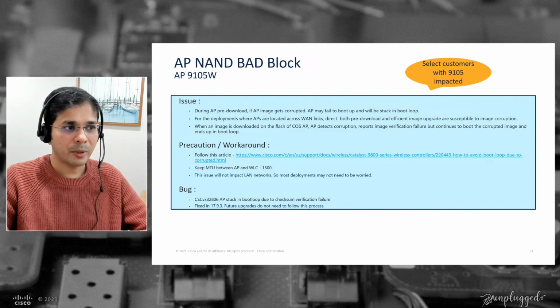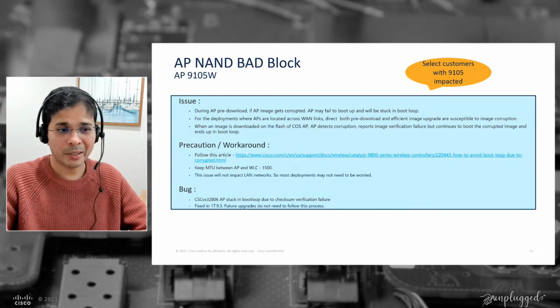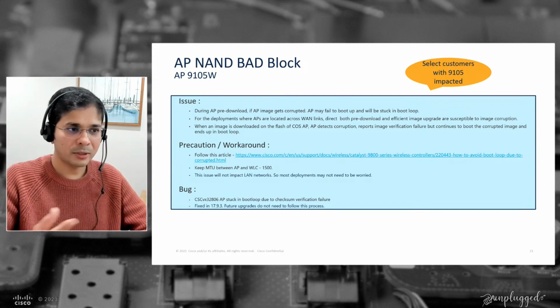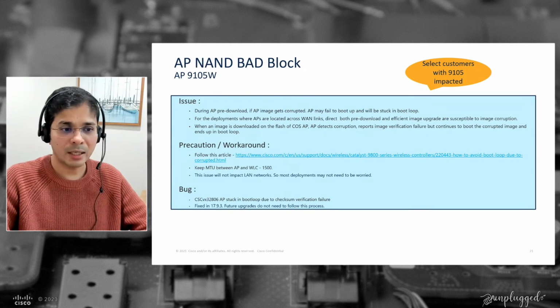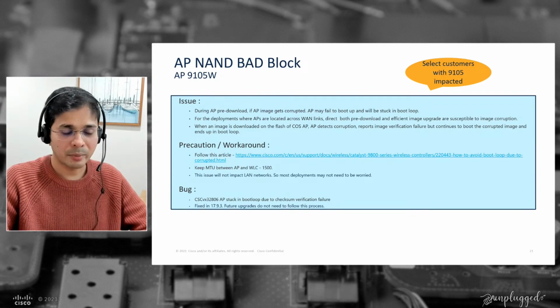This is 9105s. There were select customers on 9105s that were impacted. I think we gave a heads up earlier in summer. We did have fixes on these. So if you have some of these 9105s, and if you want to look into whether you're impacted, look into this URL and you can put in the serial numbers. You can get an analysis of whether you need this fix. Obviously, all of these fixes we are rolling into our 17.9.5 and 17.12.2, so you don't need to worry about making these changes in future.